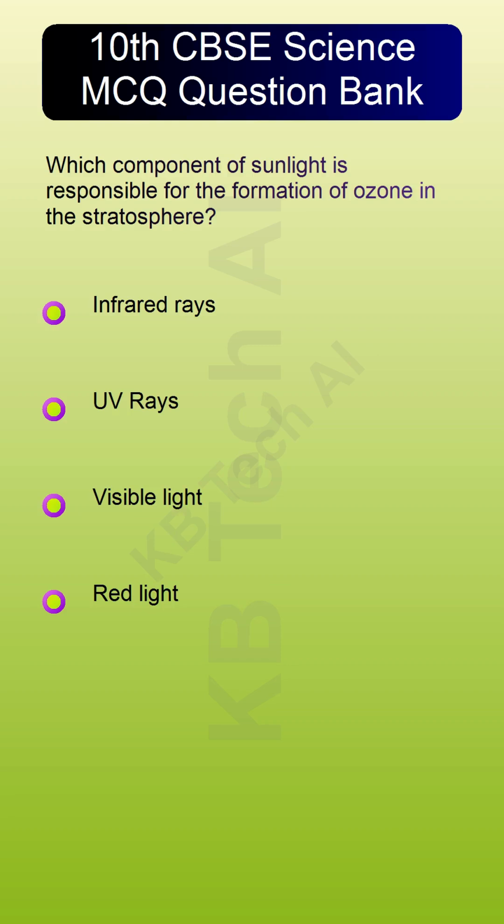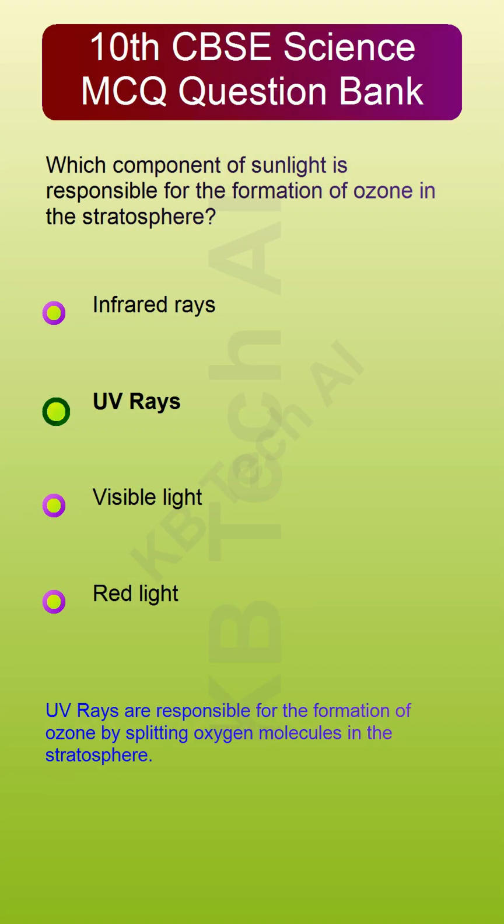Which component of sunlight is responsible for the formation of ozone in the stratosphere? Option 1, infrared rays, option 2, UV rays, option 3, visible light, option 4, red light. The answer is, option 2, UV rays.